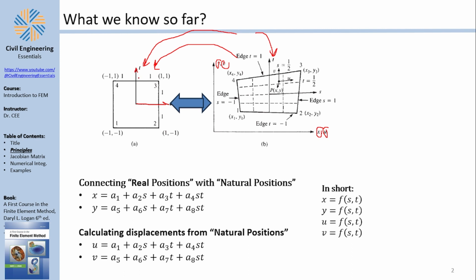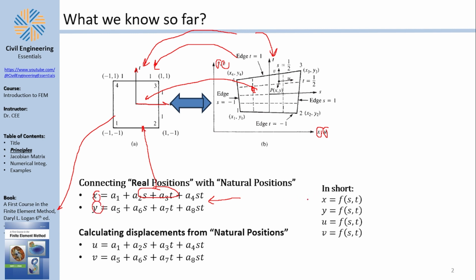I think there are also books that call it Xi and Eta, but I'm going to use S and T, because this is what the book by Daryl Logan says. Now, to do that, we need to connect the real position, i.e. the positions on the real quad, back and forth to the positions on the natural perfect square. And of course, this is done by this. The x position on the real quad is a function of S and T, which are the coordinates on the natural square, and similarly for y.